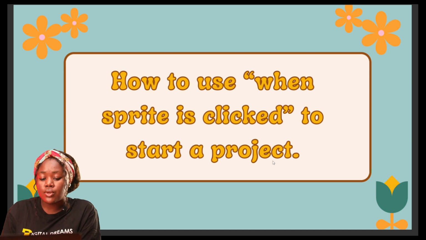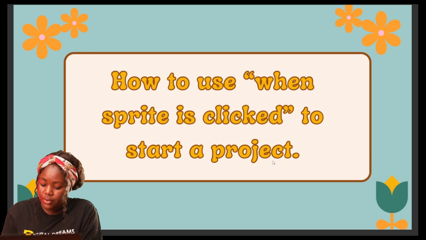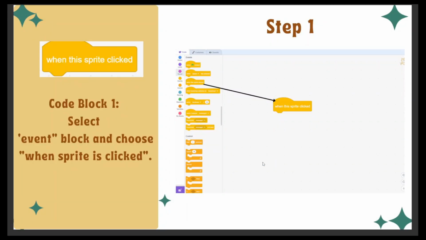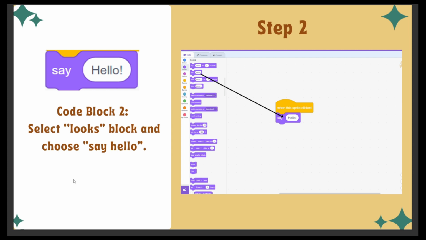Now we're going to learn how to use when sprite is clicked to start a project. Let's look at the steps we'll be taking. The first step: we'll go to our event blocks and look for when this sprite clicked, then drag the block to the script area, as you can see here. The second step is we'll go to our looks block, then select the say hello block. We'll drag it and drop it in our script area. All right, now let's go to our Scratch to see what we have done.